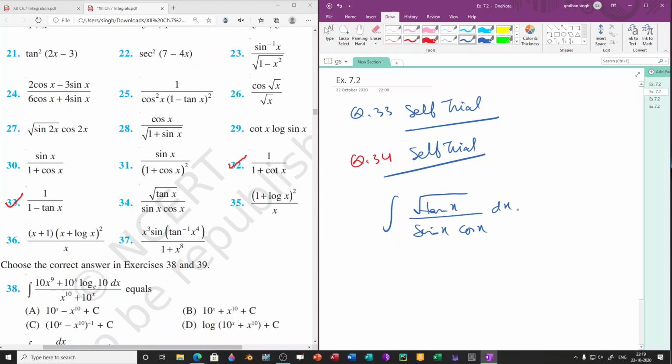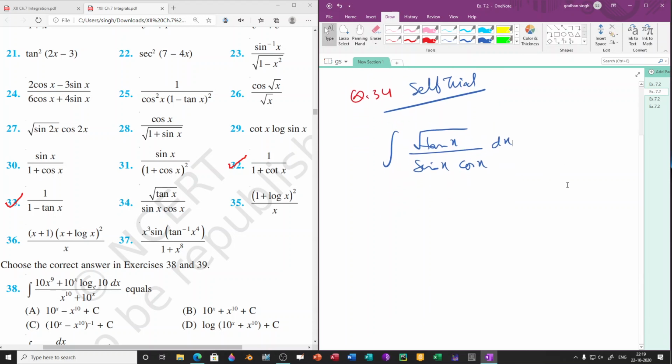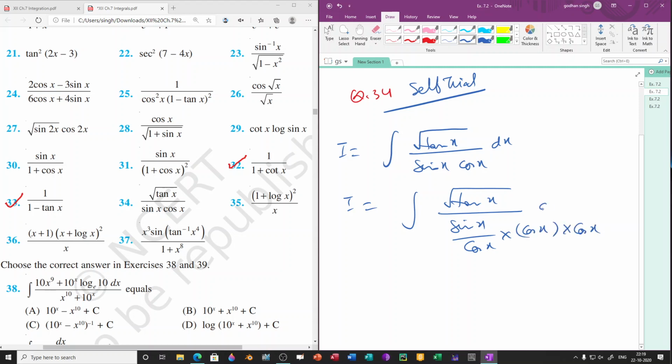What we can do here is, we know the derivative of tan x is sec square x. How can we get sec square x dx? That is what we have to see. So in the denominator we will divide and multiply by cos x. Suppose this is I equal to integration of root tan x over sin x by cos x into cos x into cos x, and here it is dx.